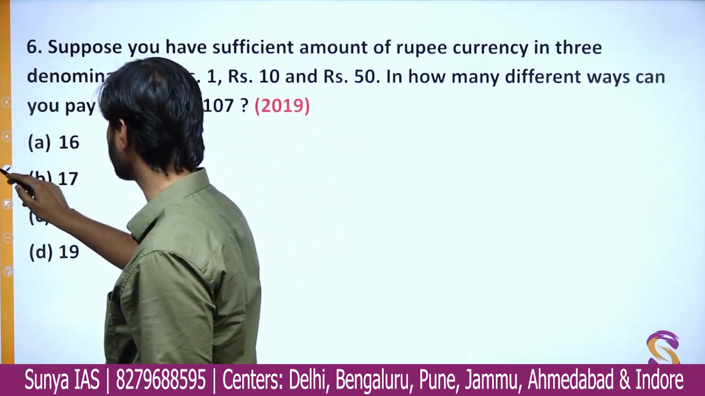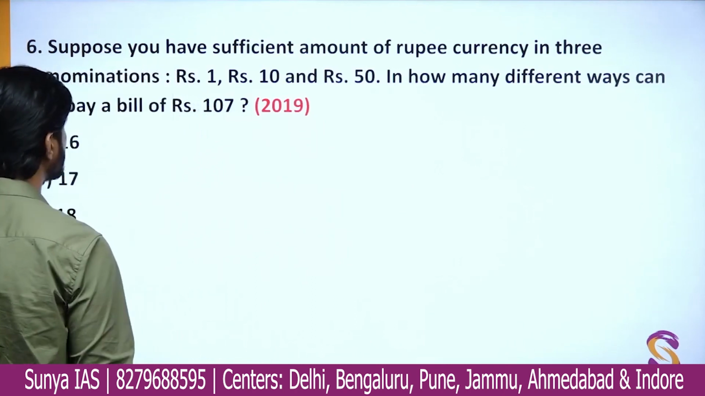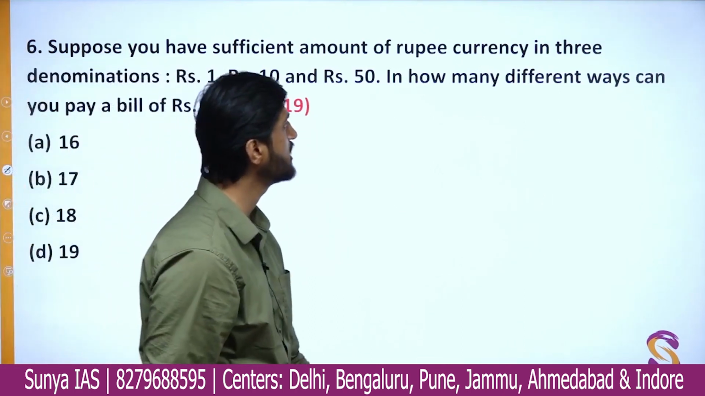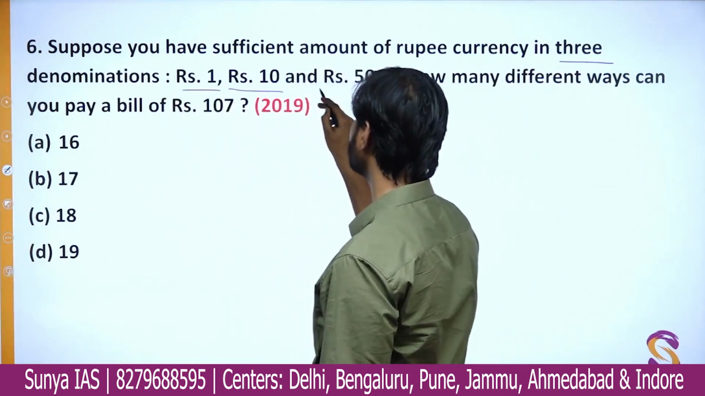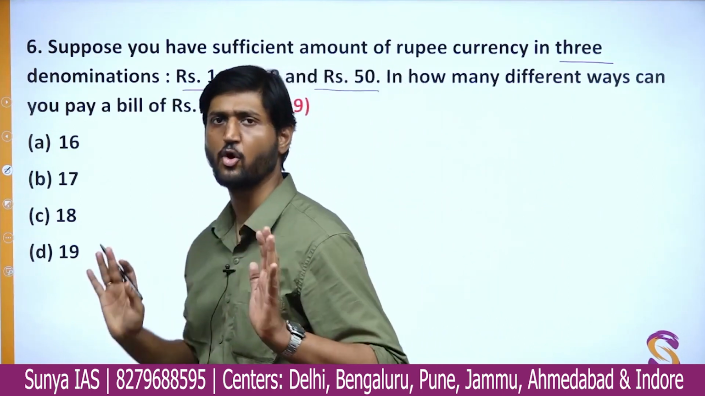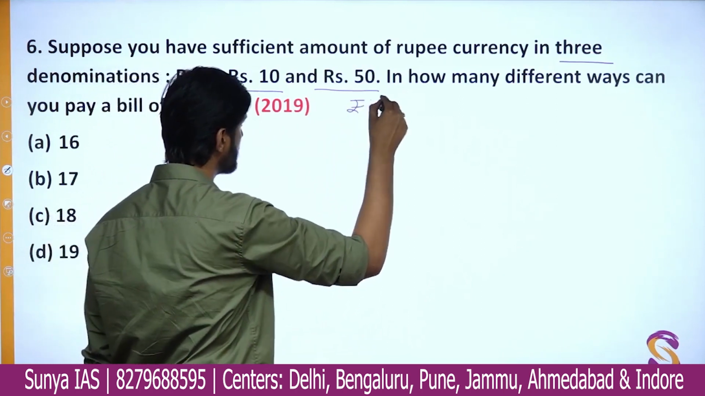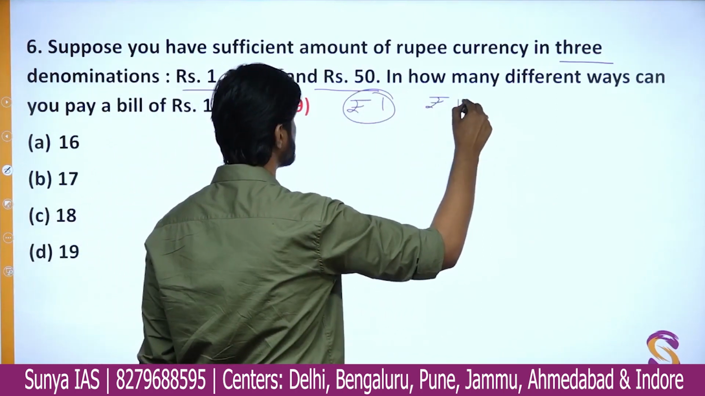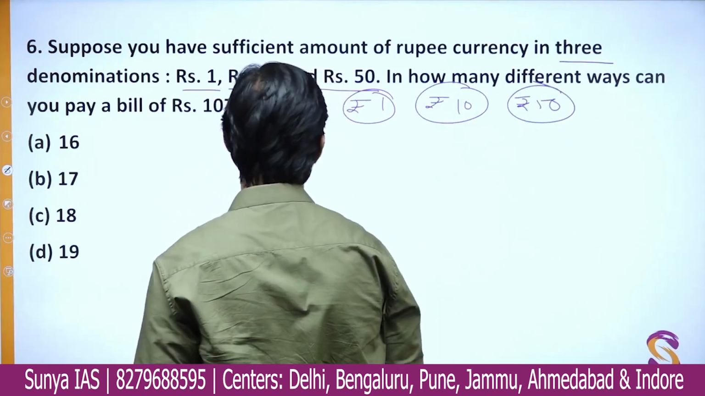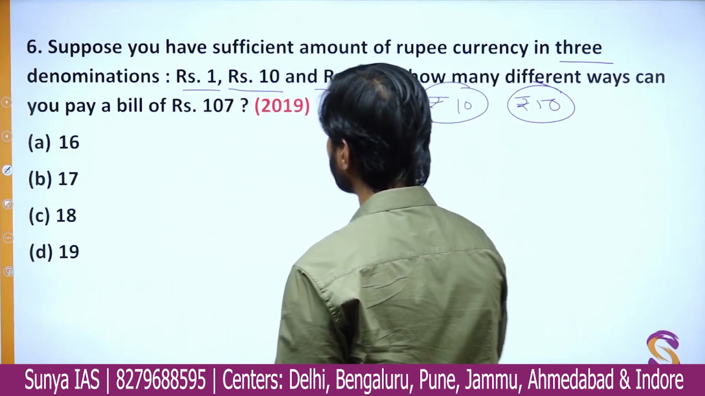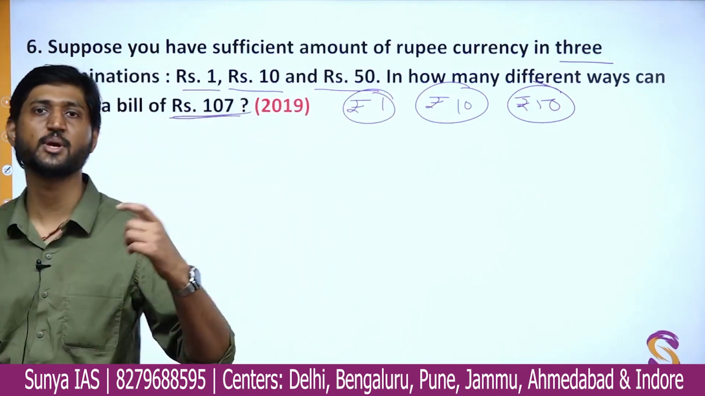We'll move on to the next question, that is question number 6 now. This also, as you can see, is quite a random question. It says, suppose you have a sufficient amount of currency in 3 denominations: rupees 1, rupees 10 and rupees 50. So you have a lot of coins or notes, whatever you have, in these three denominations. It says, in how many different ways can you pay a bill of rupees 107?